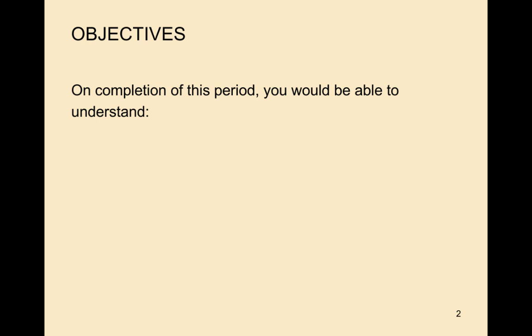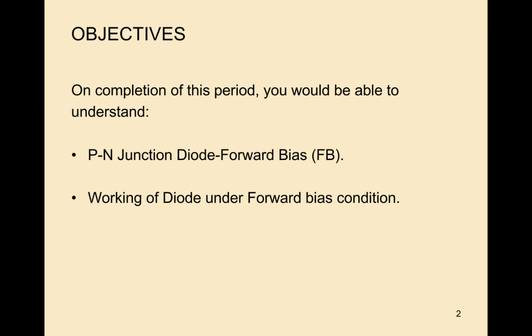So for today's topic, the main objectives are: by the end of this session, you will be able to understand PN junction diode forward bias, working of diode under forward bias condition, and current components in PN junction diode. So how the PN junction is connected in forward bias condition, and next the working of diode under forward bias condition, and we observe some current components. We study some current components of the diode.